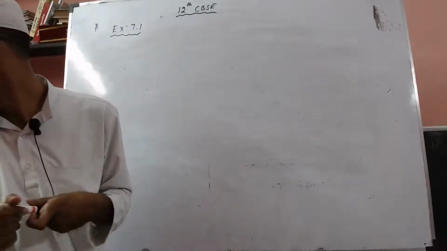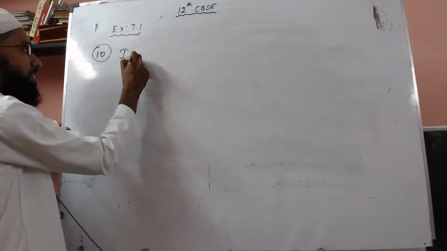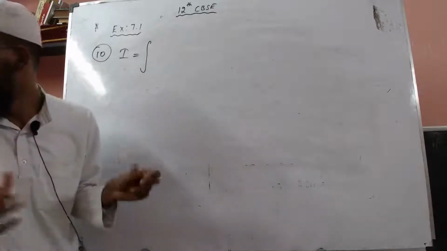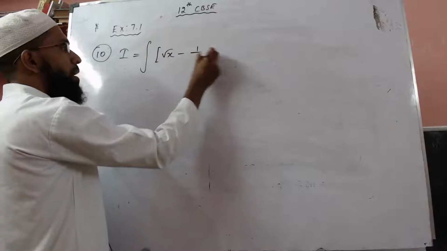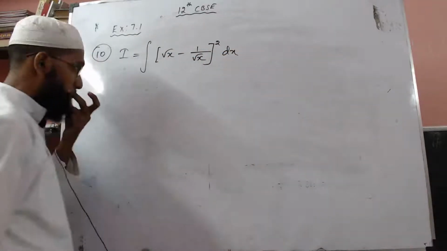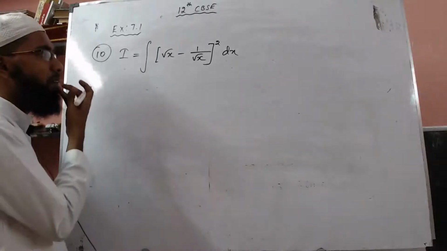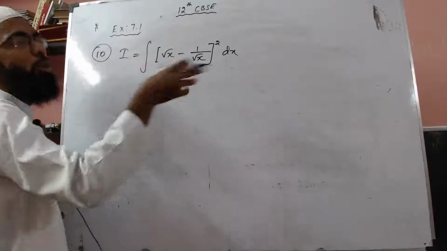So the 7th sum is easy to understand. Then let me go with the 10th sum. It is not actually two integrands. It is a product of two terms, but it has become a single term like this: the integral of root x minus 1 by root x, the whole square, dx, right? Now it is of the form root x minus 1 by root x into root x minus 1 by root x.